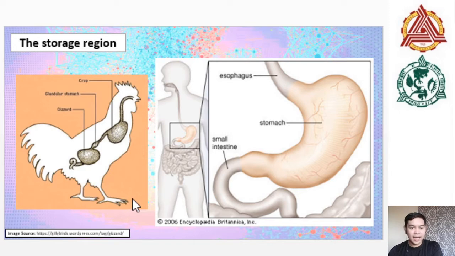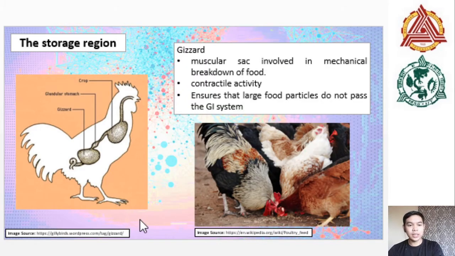In chicken, aside from the glandular stomach, the storage organ of their GI system is composed of the crop, which is a temporary storage of food, and the gizzard. The gizzard is a muscular sac involved in the breakdown of ingested food. It assumes contractile activity and mechanical breakdown of food particles, aided by the bird swallowing stones. These stones help to crush particles of food. This ensures that large food particles will not pass down the GI but are retained in the gizzard for further mechanical reduction in size.